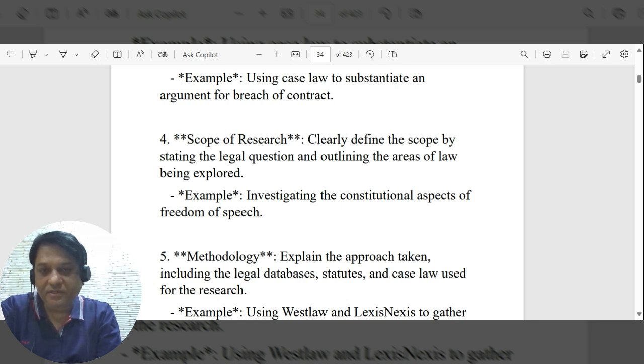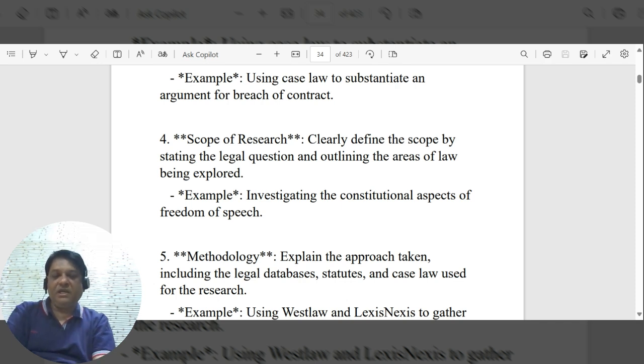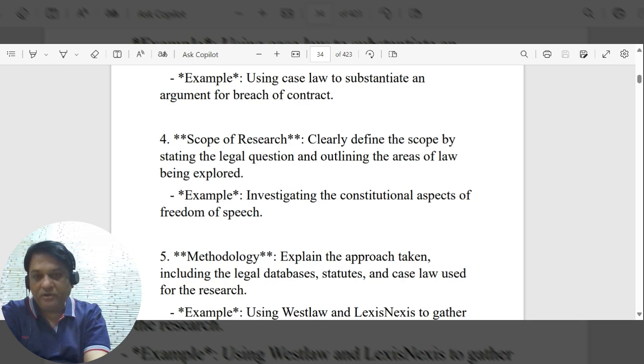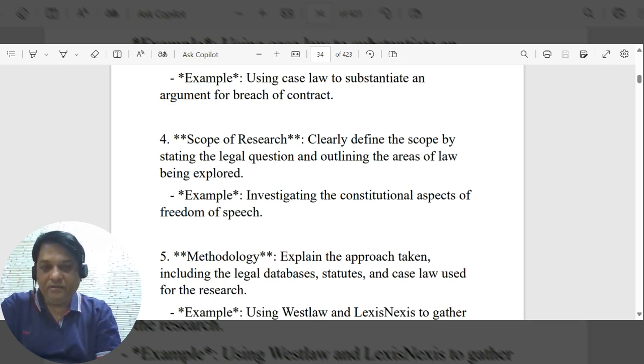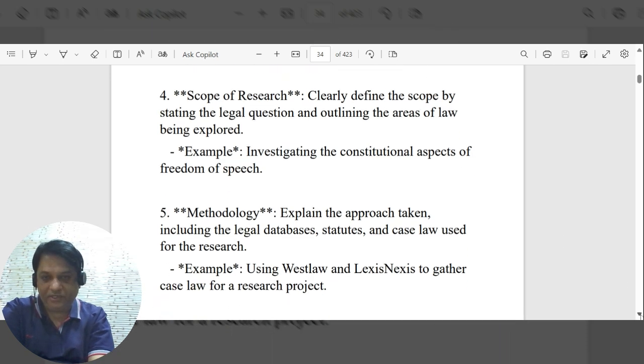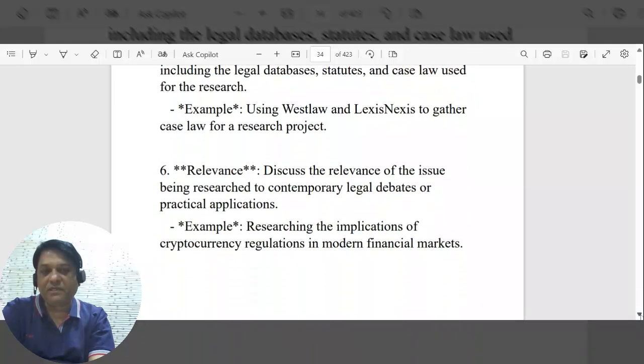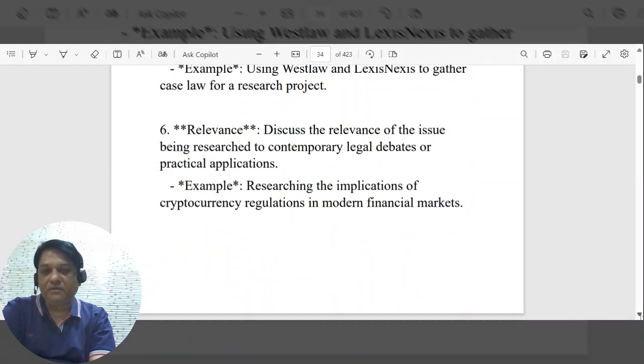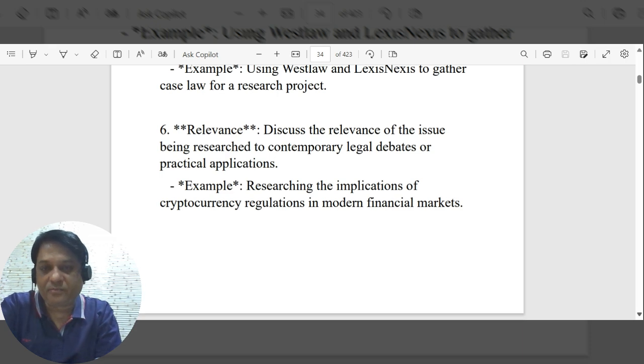Scope of research, clearly define the scope by stating the legal question and outlining the areas of law being explored, for example, investigating the constitutional aspects of freedom of speech. Methodology, explain the approach taken, including the legal databases and statutes and case laws used for the research. Example, using Westlaw and LexisNexis to gather case law for a research project.